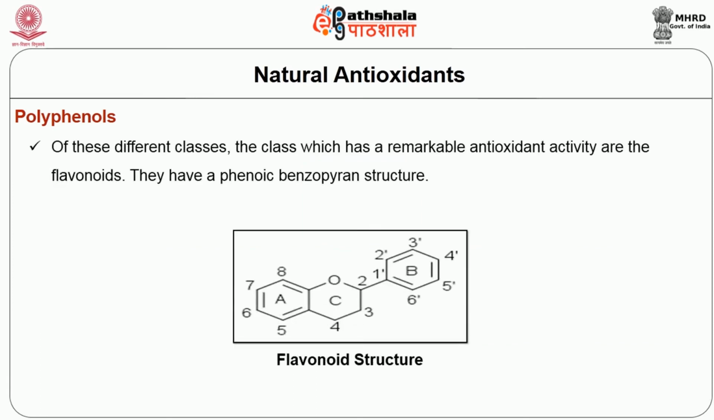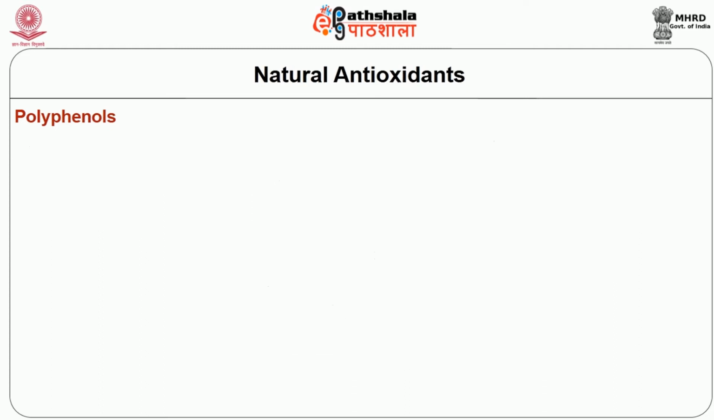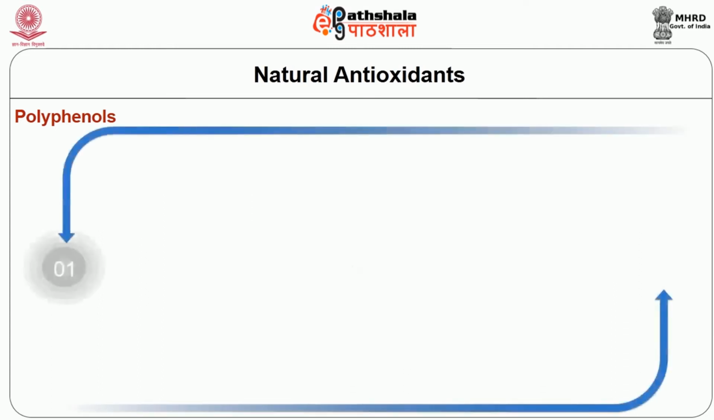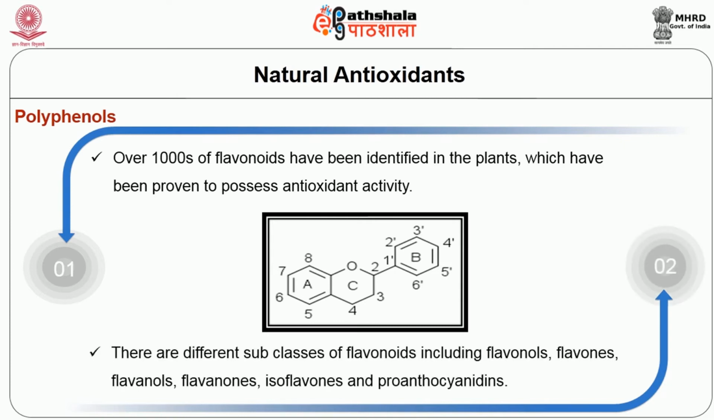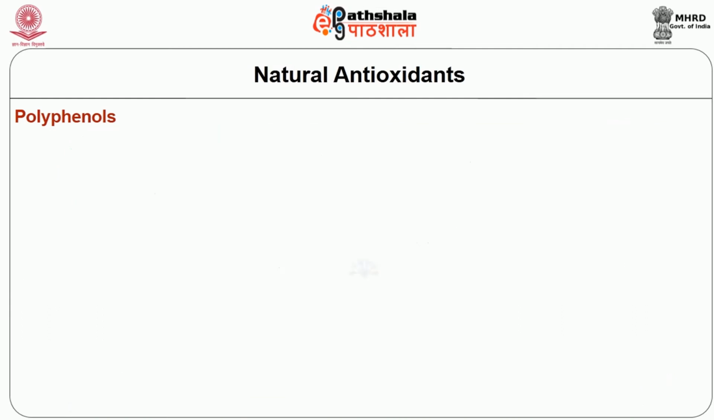Of these different classes, the class which has a remarkable antioxidant activity are the flavonoids. They have a phenolic benzopyrene structure. Thousands of flavonoids have been identified in plants which have been proven to possess antioxidant activity. There are different subclasses of flavonoids including flavonols, flavones, flavanones, isoflavones and proanthocyanidins.